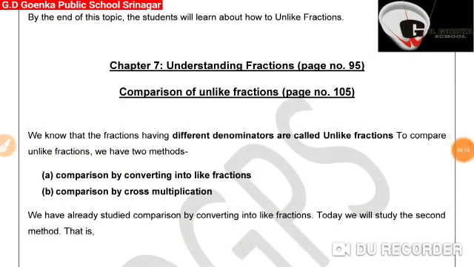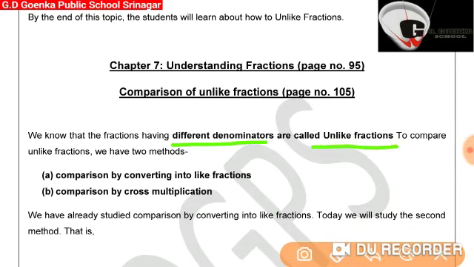We all know that fractions having different denominators are called unlike fractions. And to compare unlike fractions, we have two methods: comparison by converting into like fractions and comparison by cross multiplication. We have already studied comparison by converting into like fractions in our last video lecture. Now in this video lecture, we're going to study the second method, that is comparison by cross multiplication.